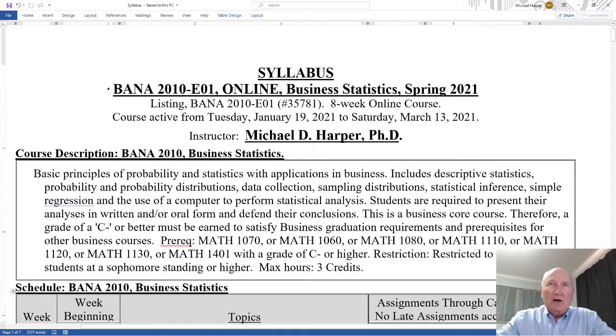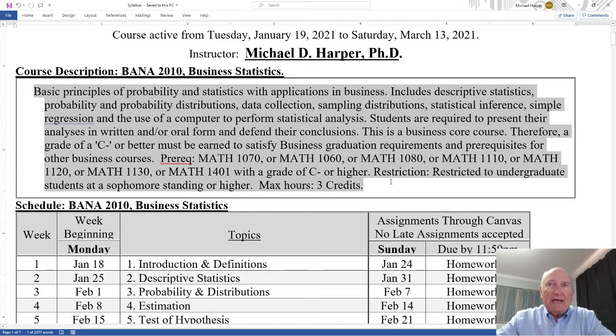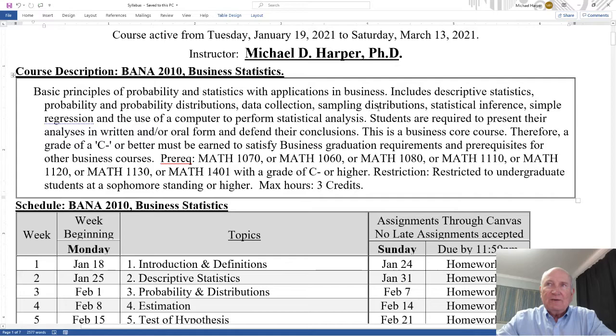Now, this is online course, section E01. And as we come down here, BANA 2010. This is the description in the catalog, just to match this course up with the catalog. I guess there's a number of things in here that are important. One is the prerequisites. The prerequisites here are math. The important aspect of the prerequisites is I don't go over that math. You should know that math before you come here.